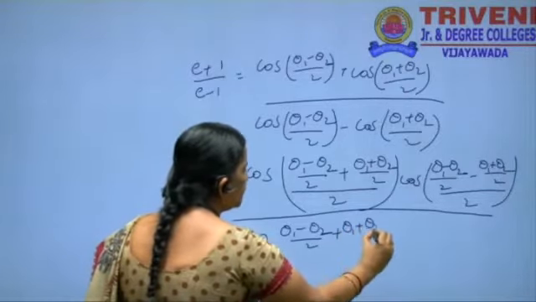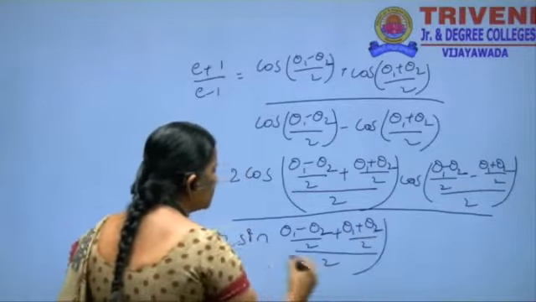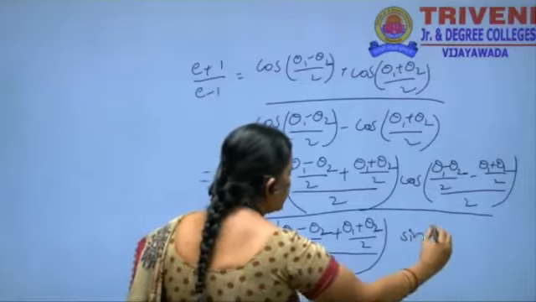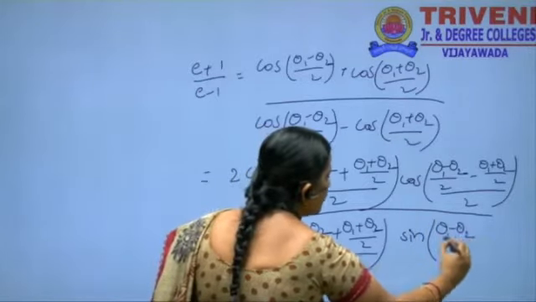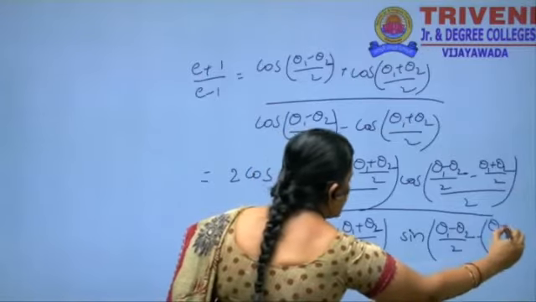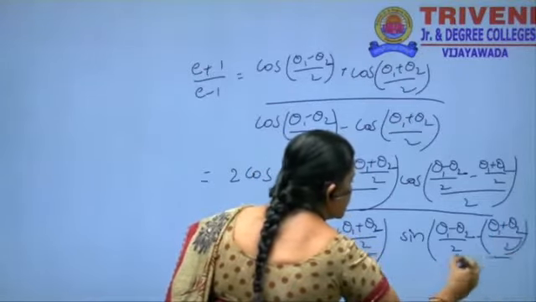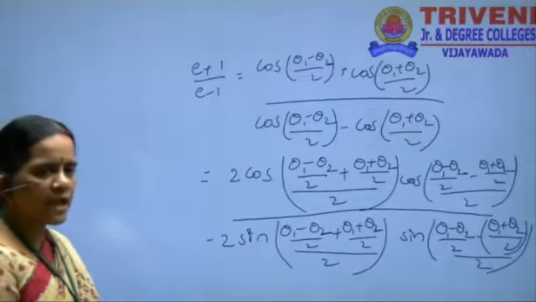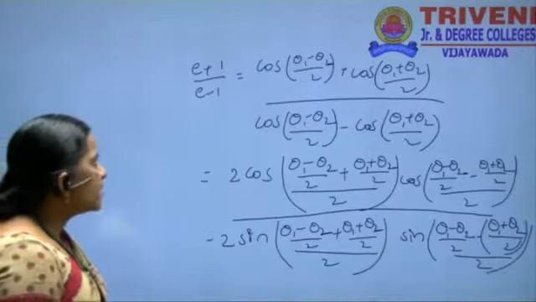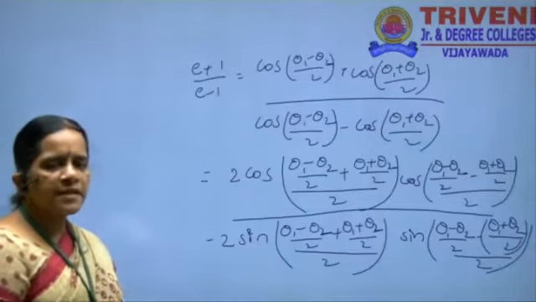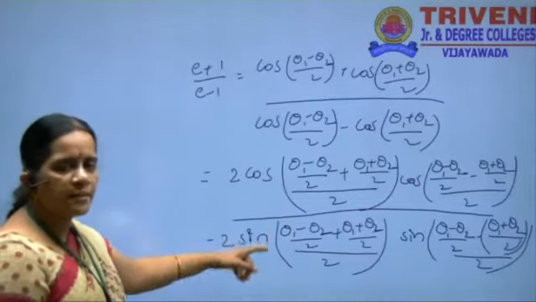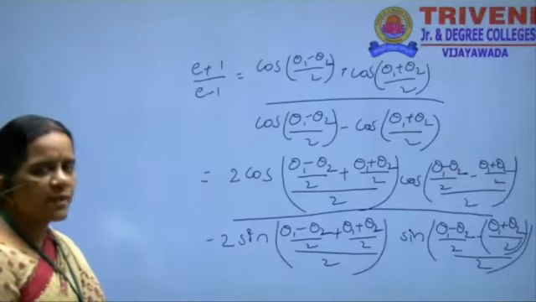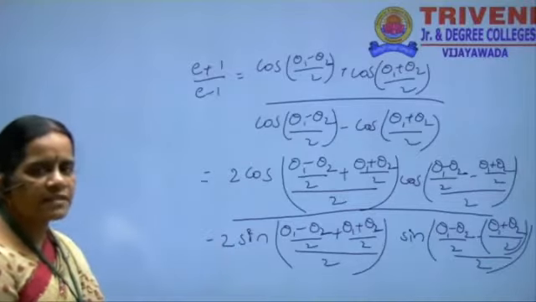Theta 1 plus theta 2 by 2, into 2 sine C plus D by 2 sine C minus D by 2. That is sine of theta 1 minus theta 2 by 2 minus theta 1 plus theta 2 by 2. Here we have to apply the formulas for cos C plus cos D and cos C minus cos D. Cos C plus cos D is 2 cos C plus D by 2 cos C minus D by 2. Cos C minus cos D is minus 2 sin C plus D by 2 sin C minus D by 2. These are the formulas from first year trigonometry.